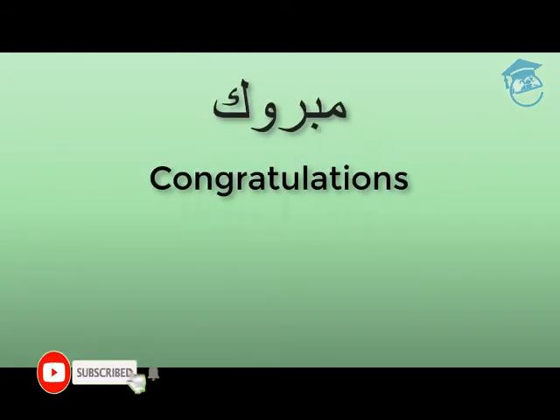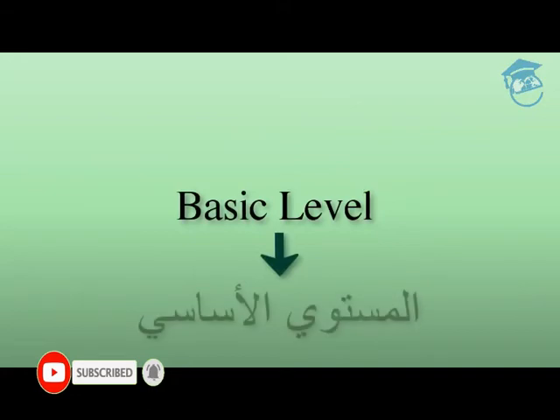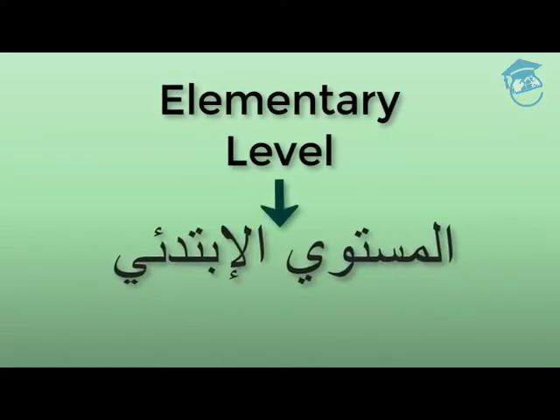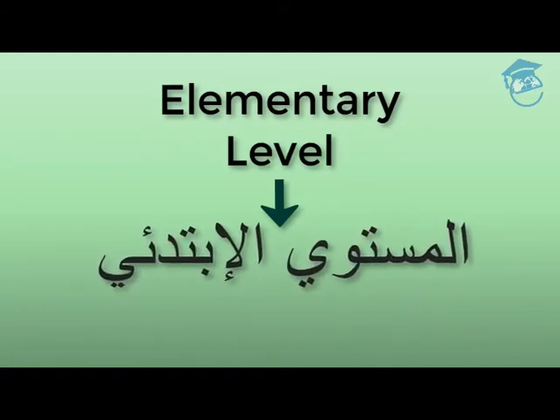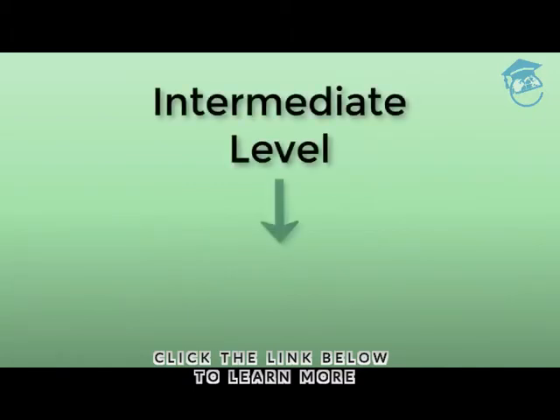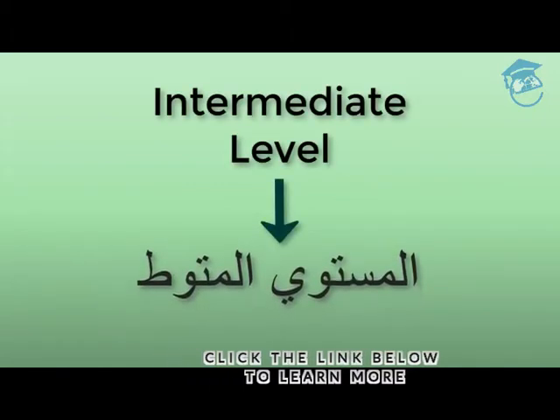Mabruk! Congratulations! You have completed the basic level, Al-Mustawa Al-Asasi, where you learned how to write the letters of the Arabic alphabet, as well as some basic Arabic words and phrases. You have also completed the elementary level, Al-Mustawa Al-Ibtida'i, where you continued to increase your vocabulary and formulate very simple 2, 3, or 4-word sentences. Now you're ready to begin the intermediate level, Al-Mustawa Al-Mutawassat.